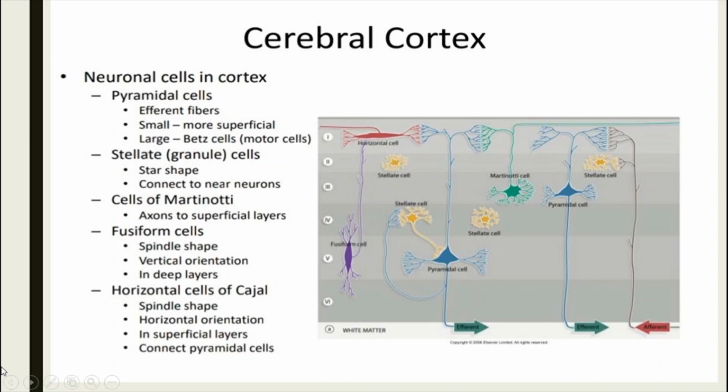Majorly it contains a special type of cell which is named the pyramidal cell. The pyramidal cells with their efferents and afferents. The efferent is presenting towards the white matter, and the afferents, or the dendrites, pass towards the external aspect. They are small cells and most superficial. That means it is presenting towards the external aspect.